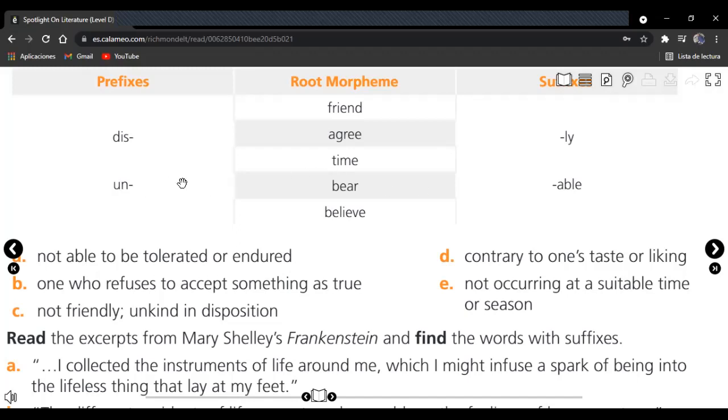Jose, what do you think? You have a few choices. This time, on time, timely, or timeable? Is untimely, untimely, untimely. So there you have the answers: unbearable, disbeliever, unfriendly, disagreeable, and untimely.